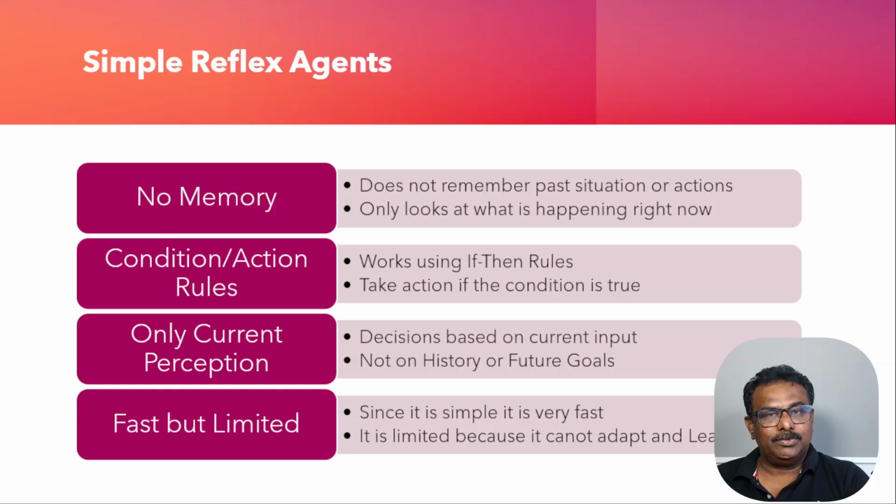The first and foremost is a simple reflex agent. Let's look at it from an example perspective. We have an automatic door. What it does is if a human being is coming near that door, it opens, and once the person crosses it, it closes. It doesn't remember anything, who has come first or who is coming next. Its only action is if a human being is coming, it has to open and close the door. So it doesn't have a memory.